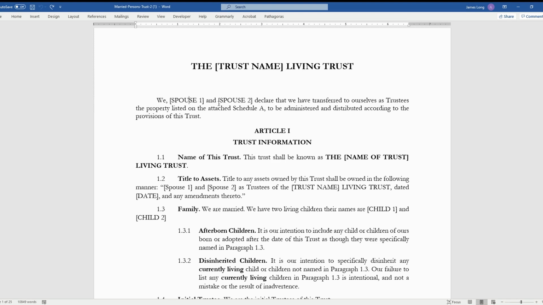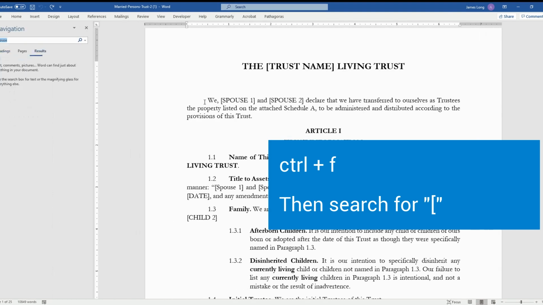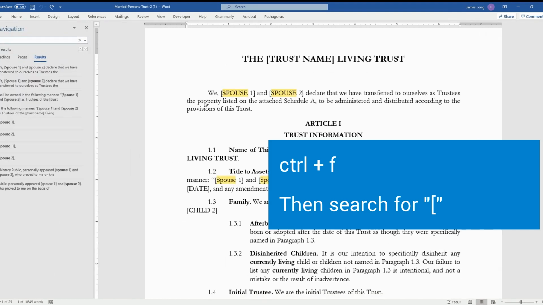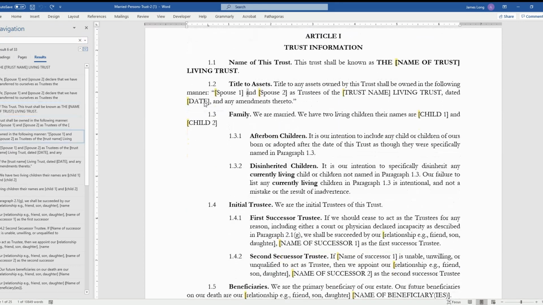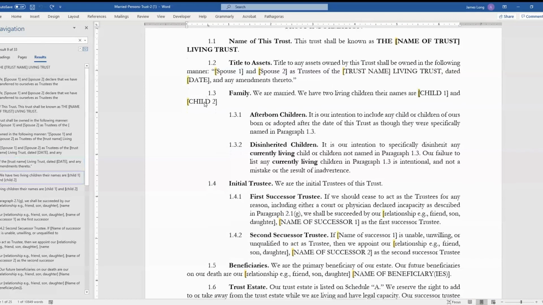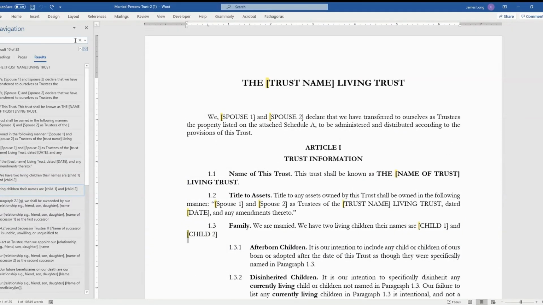All right. There are only a handful of changes you need to make to this document, and all of the changes are in these brackets. A quick way to find them is to press Control F and put in a bracket. You can scroll down and find everywhere there's a bracket, and you can figure out where the changes need to be made. There's only a very minimal amount that you need to do.